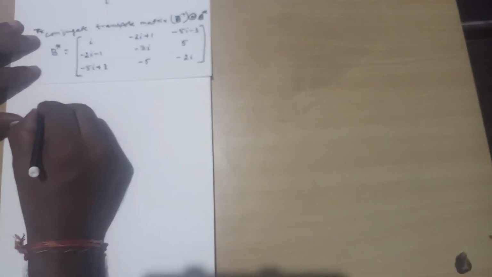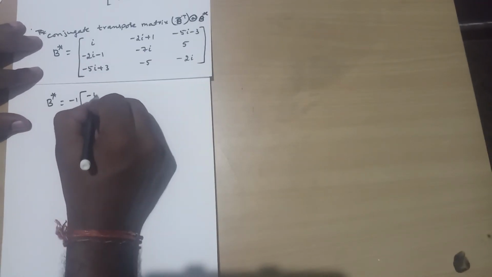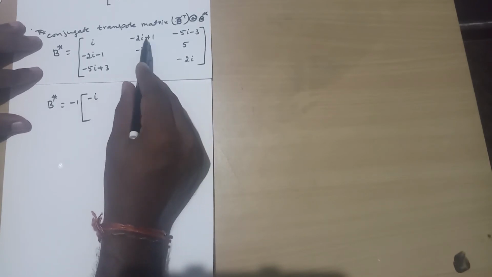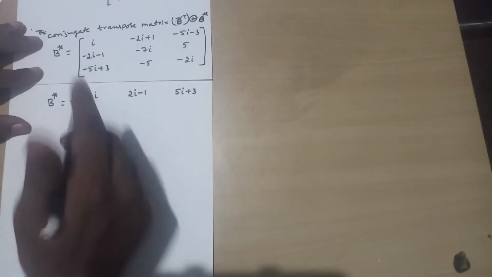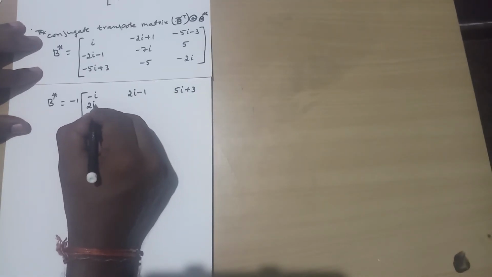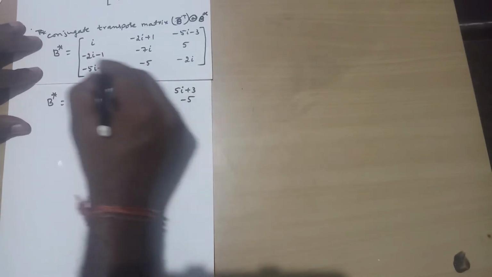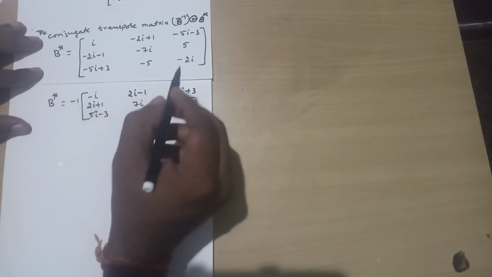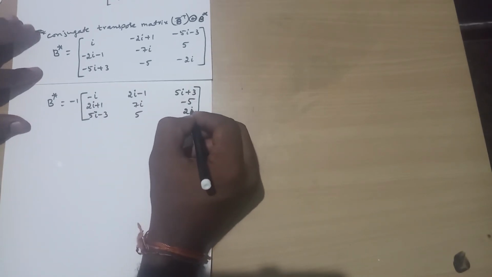So if I take minus n outside, it means minus 1, so what do you get? Minus I. So what do you get here? 2I minus 1. Okay, here 5I plus 3, and here 2I plus 1, and here 7I, here minus 5, and here 5I minus 3, and here we'll get 5, and here we'll get 2I. So this is nothing but you can write matrix B.